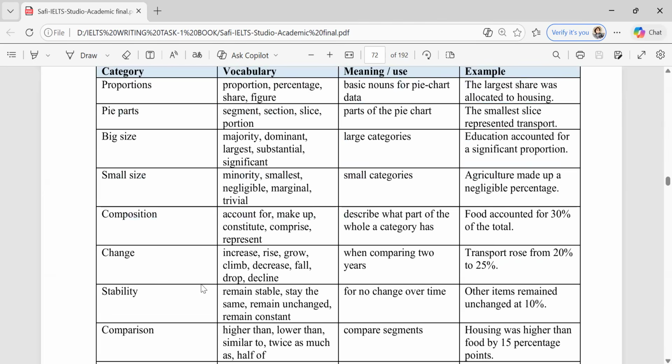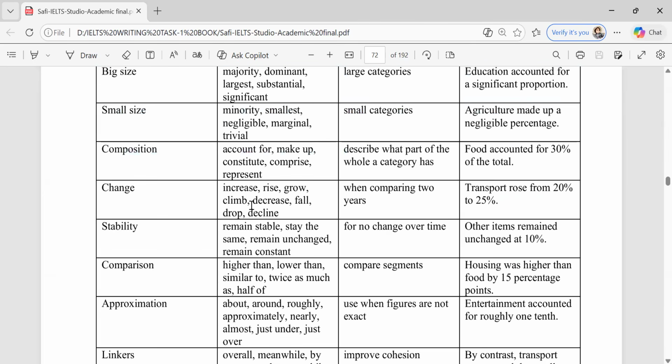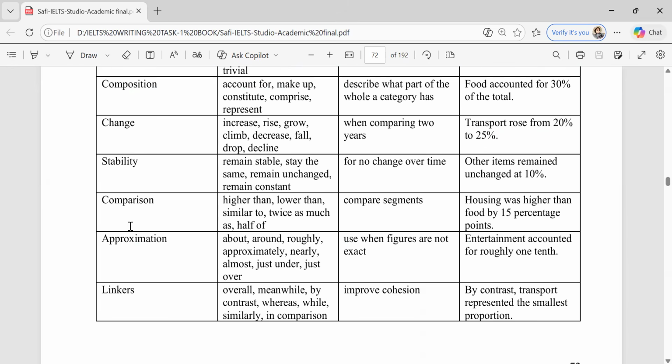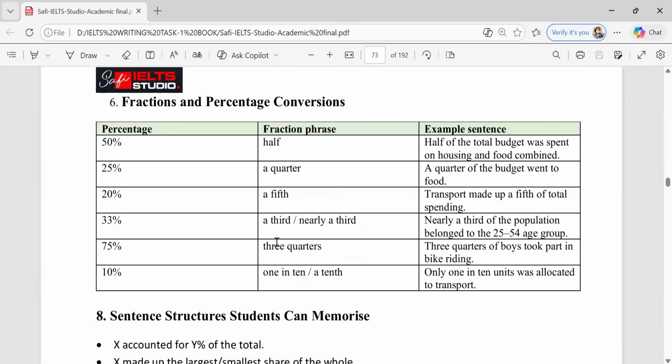But if there is any dynamic graph, then maybe you will also use increases or decreases. But if there is a stable, static graph, then we don't use that. Usually with pie charts, if there's one pie chart, then they don't give you a time period. If there is no time period, then we are supposed to use only simple present tense. And if there are some approximation words, you can use them. If there is comparison, this is the vocabulary for comparison, you can study that. And linkers, definitely we will use some linkers. We need linkers, so the linkers I have presented also here.